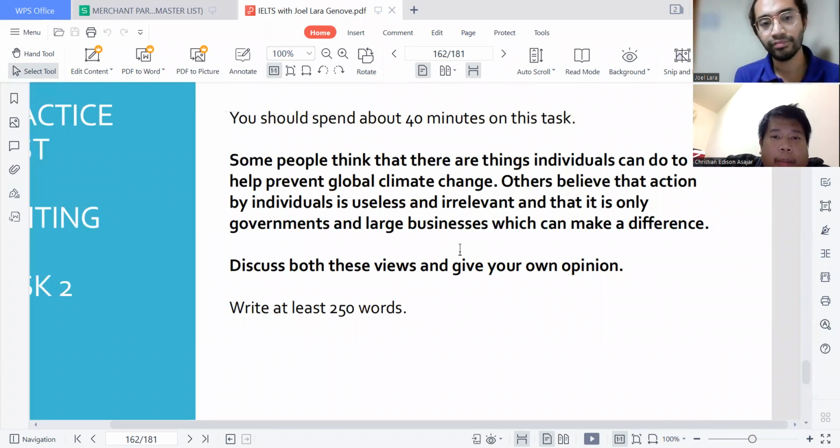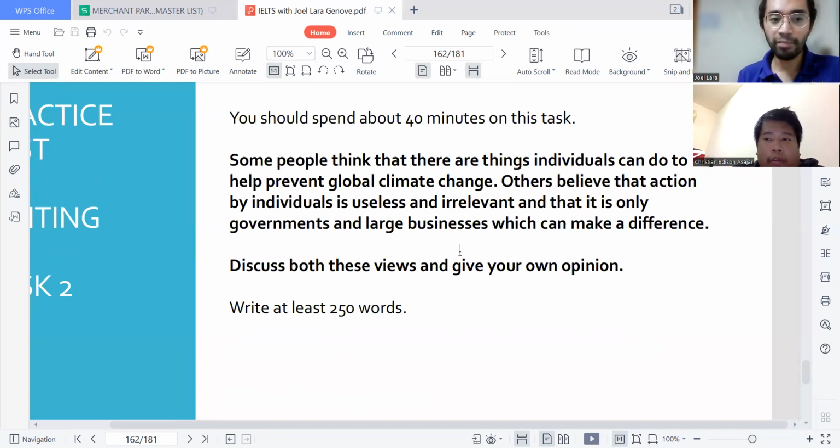You should spend about 40 minutes on this task. Some people think that there are things individuals can do to help prevent global climate change. Others believe that action by individuals is useless and irrelevant, and it is only government and large businesses which can make a difference. Discuss both this view and give your own opinion.